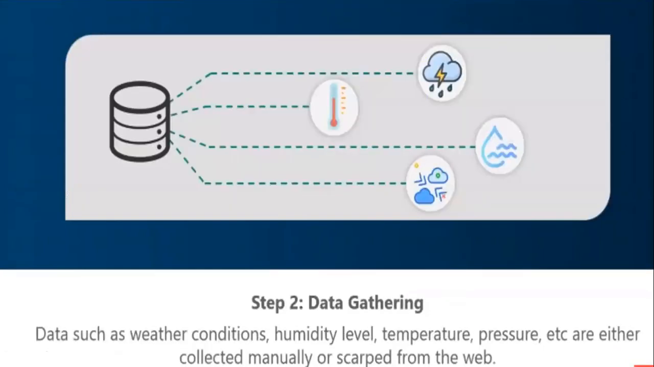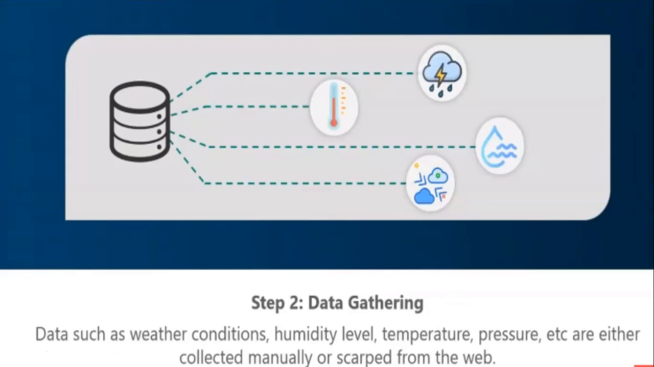The second step is to gather the data. Data gathering will be either primary or secondary. Primary data means you use a questionnaire, observation, or some IoT data, or maybe secondary databases like a weather website or some other website where you can go and collect the data. That is the second step of this project.